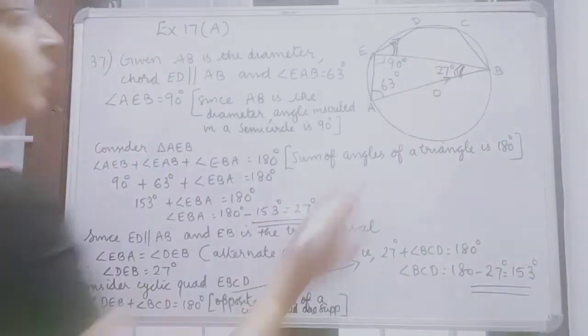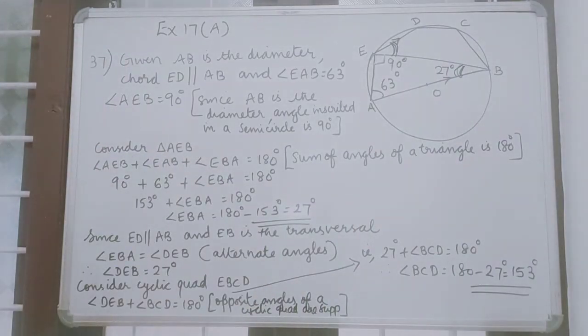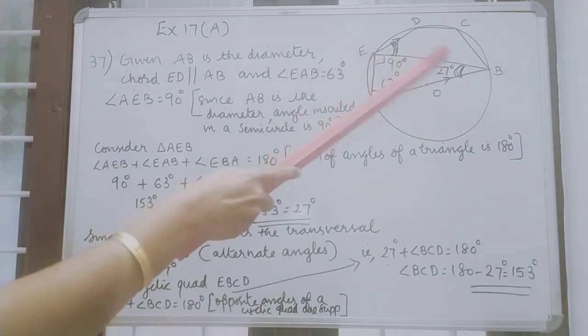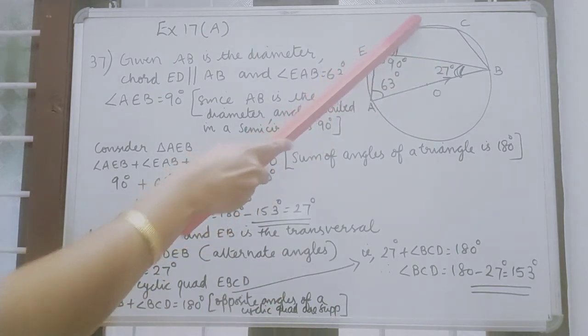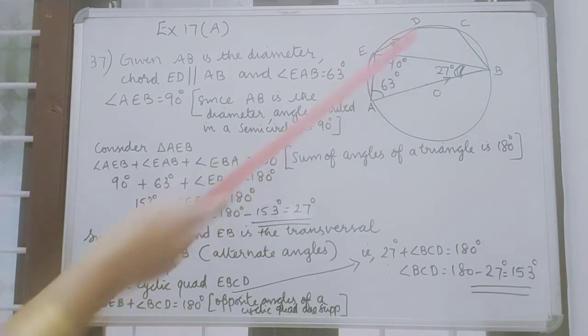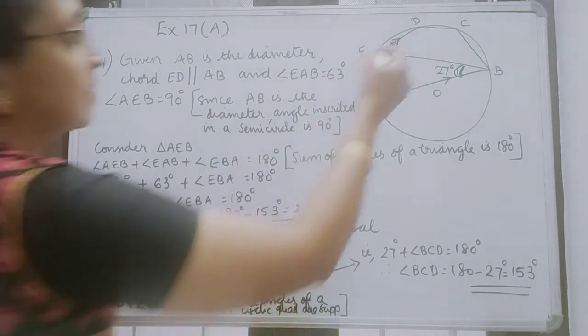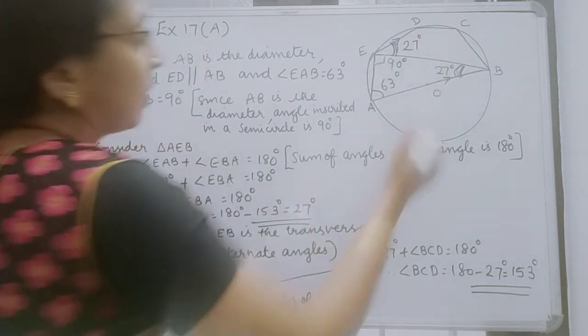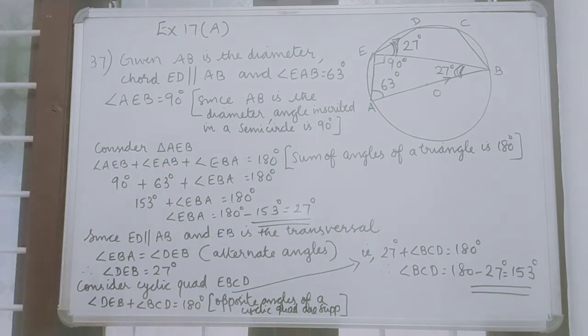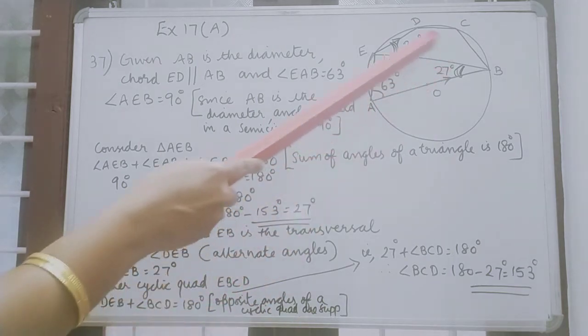So we got ABE as 27 degrees. So we can write angle DEB also as 27 degrees, since these two are alternate angles and EB is the transversal, ED parallel to AB. So consider the cyclic quadrilateral EBCD.